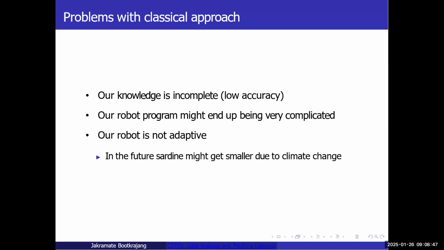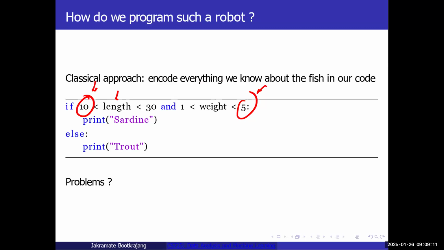And this can raise some of the issue, right? The question is, is our knowledge complete? What do I mean by complete or incomplete? So do we have enough data, basically, right? When we make a decision that, okay, the length has to be between 10 and 30, have we seen all the trout in the world, right?